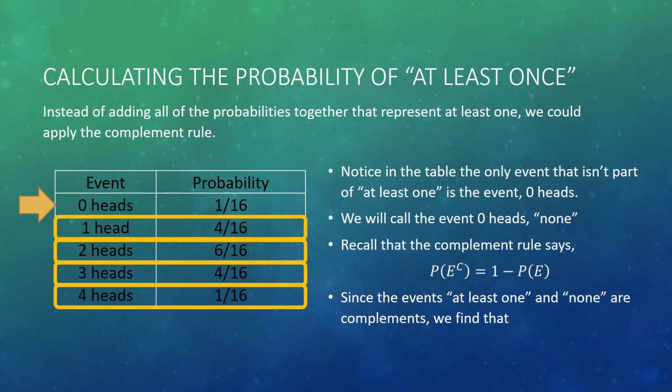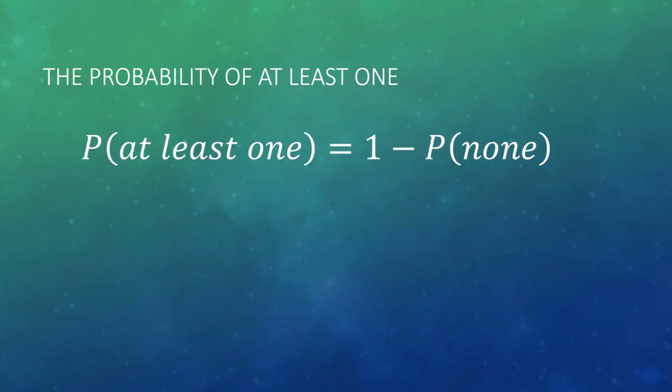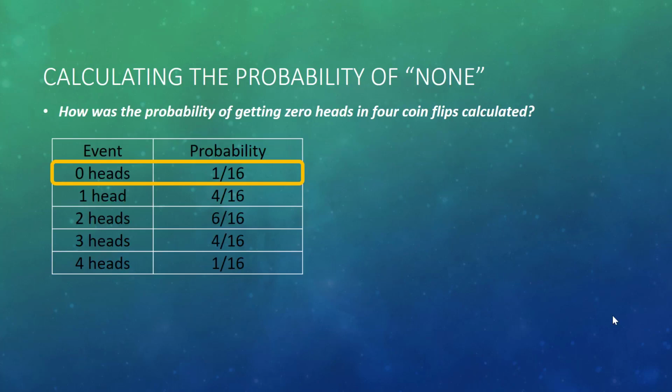Since the events at least one and none are complements, we find that the probability of at least one is equal to 1 or 100% minus the probability of none. So the probability of at least one is literally just an application of the complement rule. The probability of at least one is equal to 1 minus the probability of none.